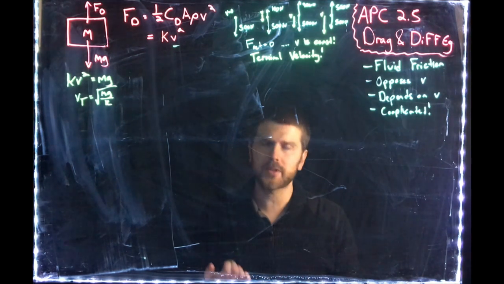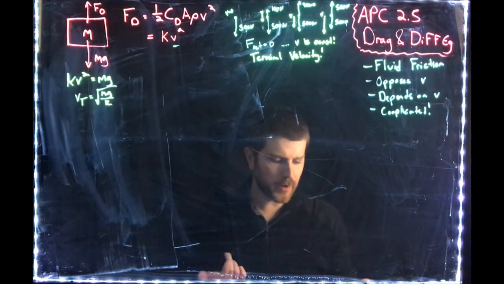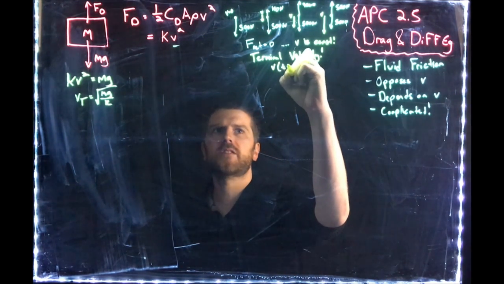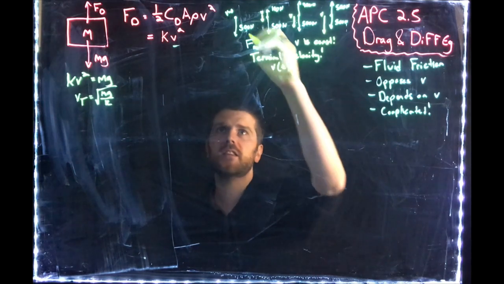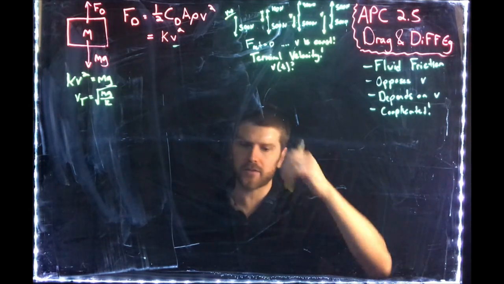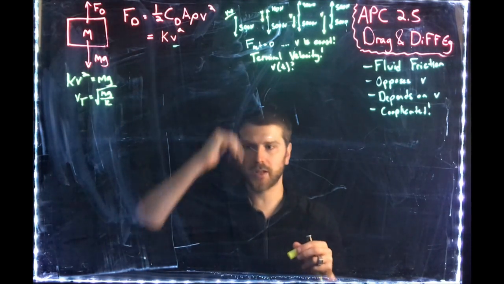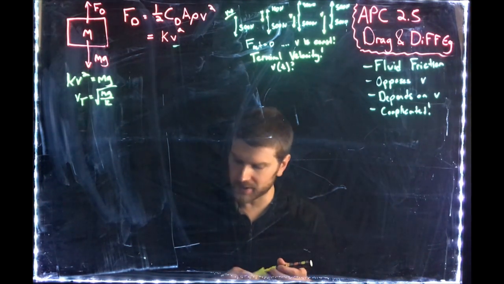What if we wanted to know something a little bit more complicated? What if we actually wanted to know how this thing's velocity changes over time? Obviously, it starts at zero and ends up at some terminal velocity, but how does it get there? Is it nice and smooth and linear? Is it wobbly? What happens?